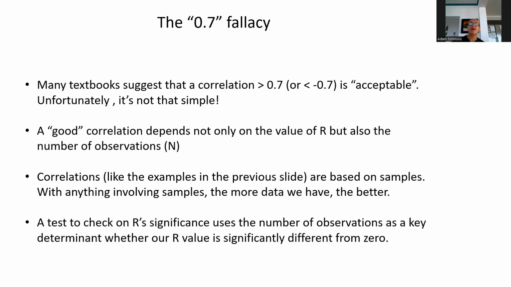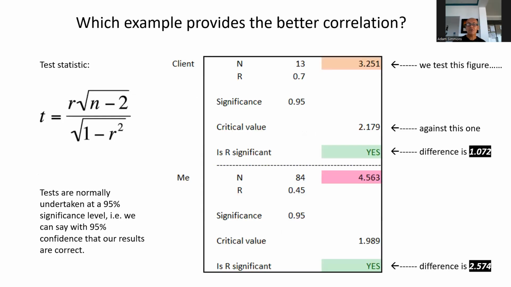And in particular, whether an R value which we've generated is significantly different from 0, because if it's not significantly different from 0, the conclusion you would draw is that there is no relationship between two variables. So let me share with you this slide, which is actually based on one of my recent experiences in the commercial world. The client generated a correlation of 0.7 based on 13 observations.